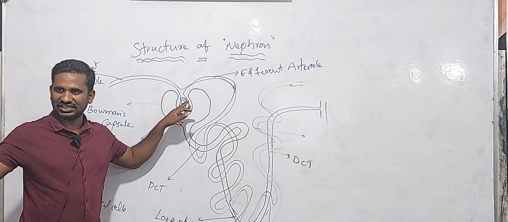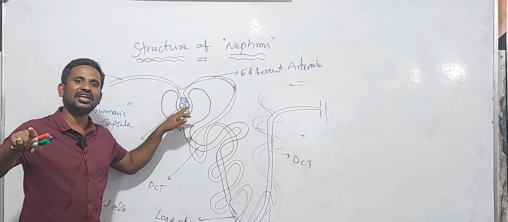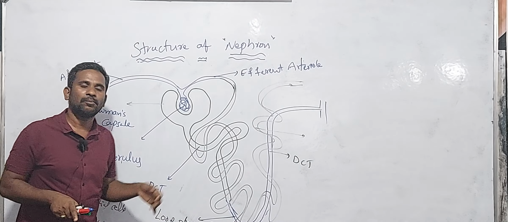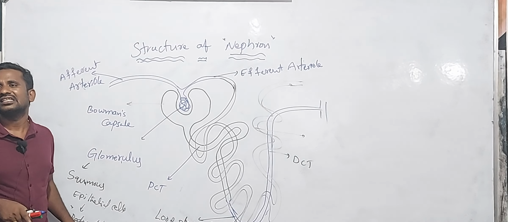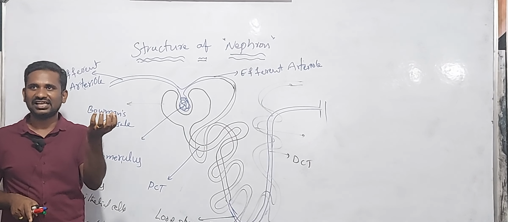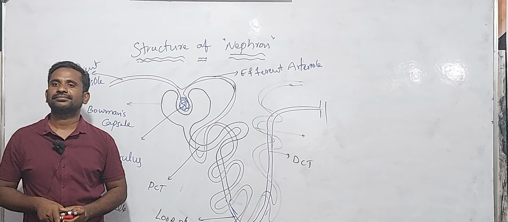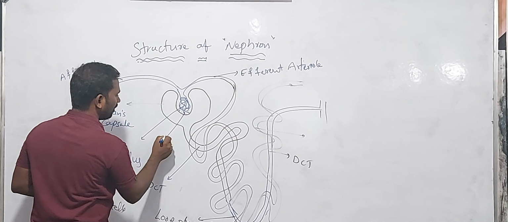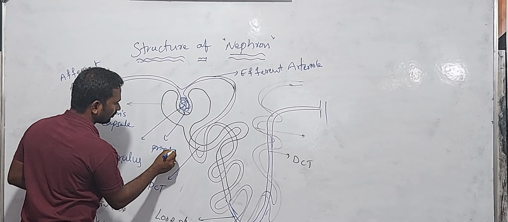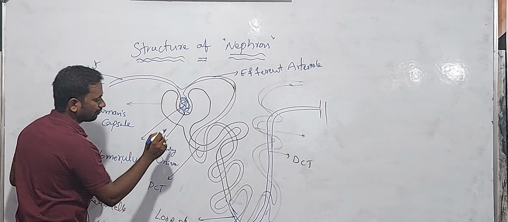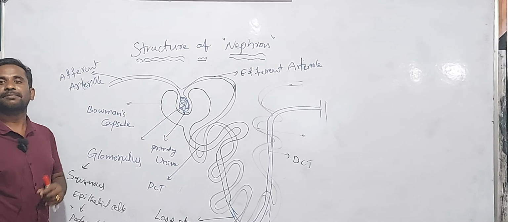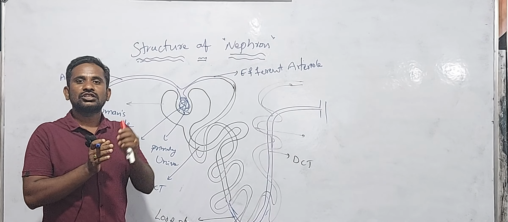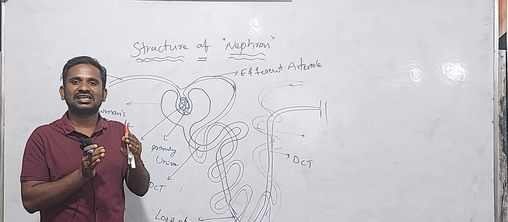It leads to filtration, as well as the structure of the glomerulus is also helpful for the filtration. Why? Because it has podocyte cells. These podocyte cells, epithelial cells, can filter the blood and form the primary urine. Okay, what is the difference between the blood and primary urine? The primary urine cannot have blood cells.